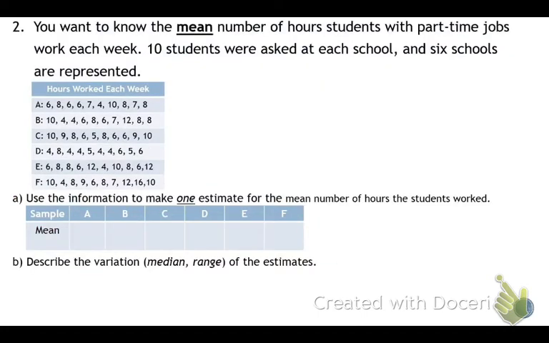All right, for problem number 2, you want to know the mean number of hours students with part-time jobs work each week. 10 students were asked at each school, and 6 different schools are represented. So you can see here we have school A, school B, school C, D, E, and F. So they have asked 6 different schools this survey. We're going to divide up our information. So if you would, write an A, B, C, D, E, and F.